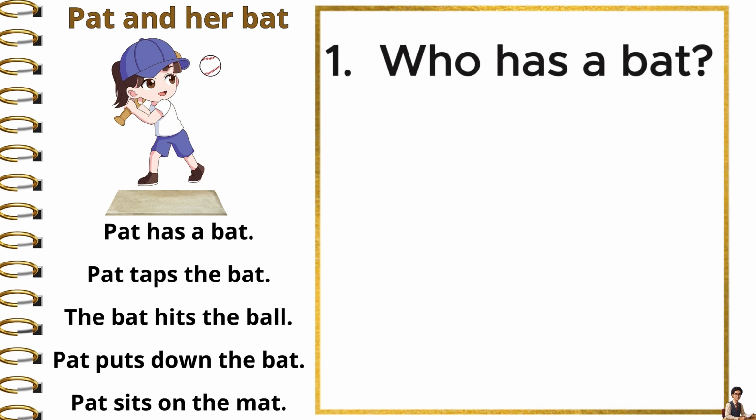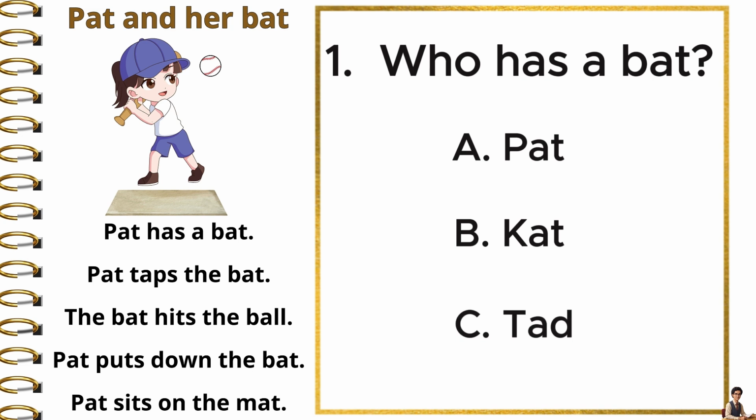Number 1. Who has a bat? A. Pat. B. Cat. Or C. Tad. A. Pat.